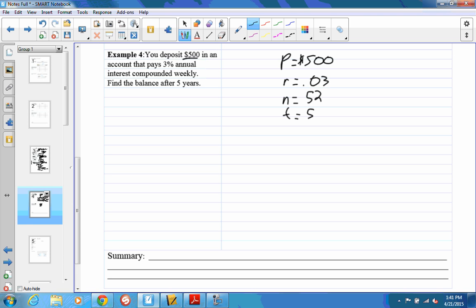How many weeks are in a year? How do I know where the bottom is? So you got P, you got your R, and then N and T. So where do N and T go? 0.03 over 1. And then 52 times. Good. Was it 52?